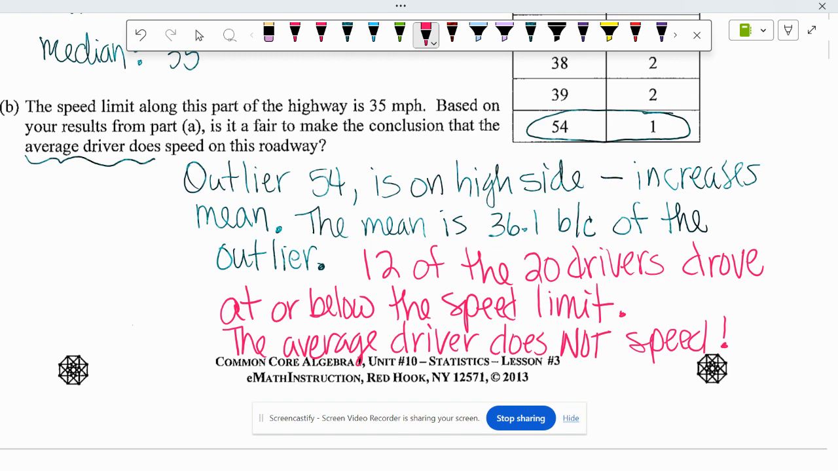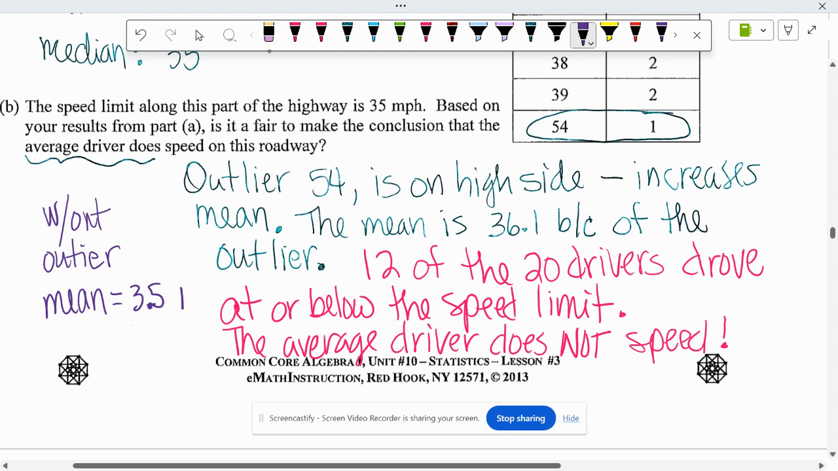Does anyone still have their data in their calculator? Yeah. Someone go into your data and remove that 54. Let's calculate it without the outlier. Take that outlier out because we know that 54 is way higher than everything else. And then recalculate your statistics and tell me what your median is without the outlier. Without the outlier, what is your mean? 35.1. I like that much better.